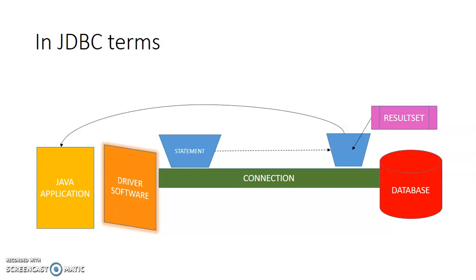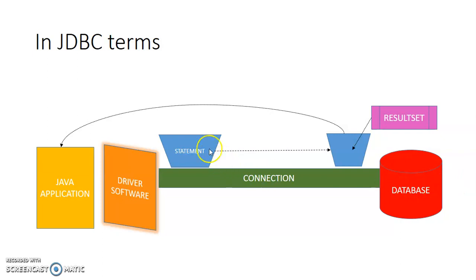So I repeat once again, we have a Java application, we have a database. The Java application needs to communicate with the database, but it cannot communicate directly because the languages are not compatible. So we need a translator. So the first step is that we need a translator, that means we need to set the driver. The second step is that we need a connection. We have to establish the connection between the Java application and the database.